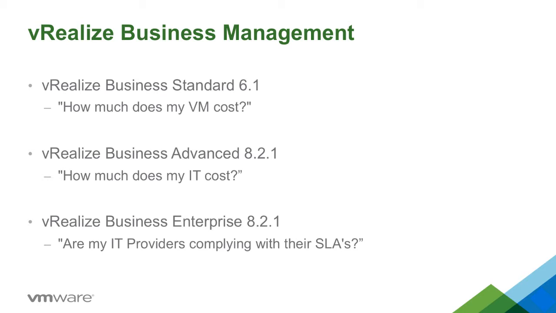vRealize Business consists of 3 editions: Standard, Advanced, and Enterprise, each of which comes to answer a different need of the IT and Cloud Operations Manager. The Standard Edition tells us how much an organization's virtual infrastructure costs, as well as how much each individual virtual machine costs. The Advanced Edition will tell us how much an organization's IT costs, and map that cost to the individual business units inside the organization. The Enterprise Edition will let us know if our vendors are meeting their service level agreements, or SLAs.